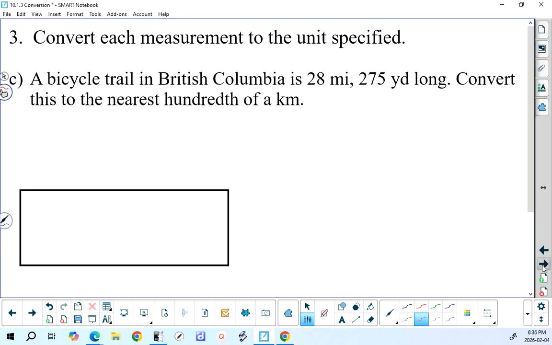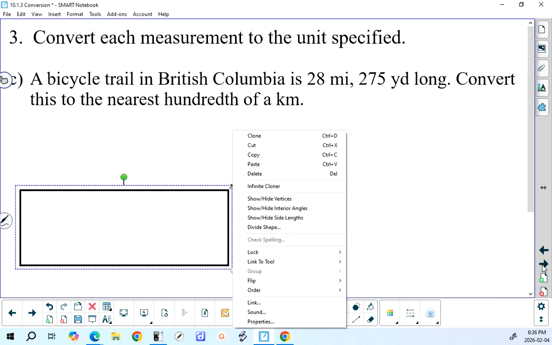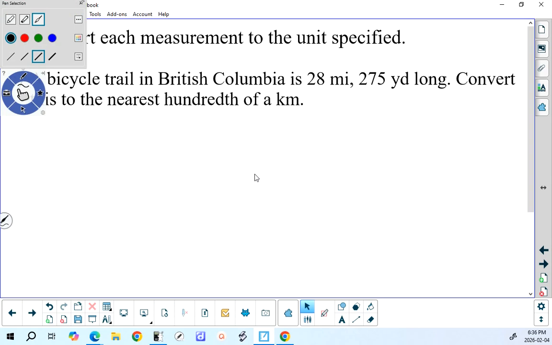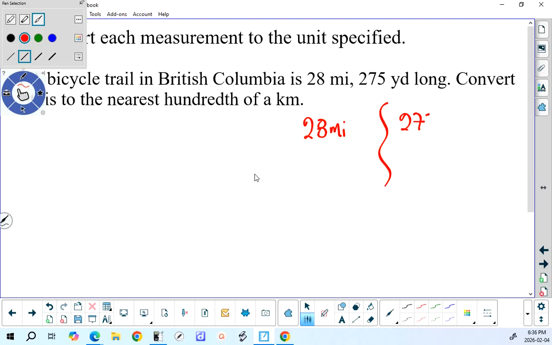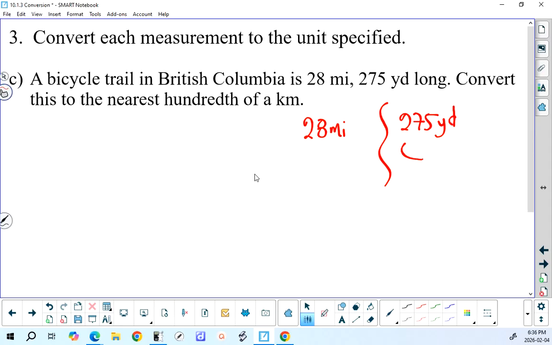A bicycle trail in BC is 28 miles, 275 yards long. What is that in kilometers? What I would recommend doing here is just parking this 28 miles off on the side for the time being and converting 275 yards to miles. Once we have how many miles 275 yards is, we can add it to the 28 miles and then worry about converting everything to kilometers.